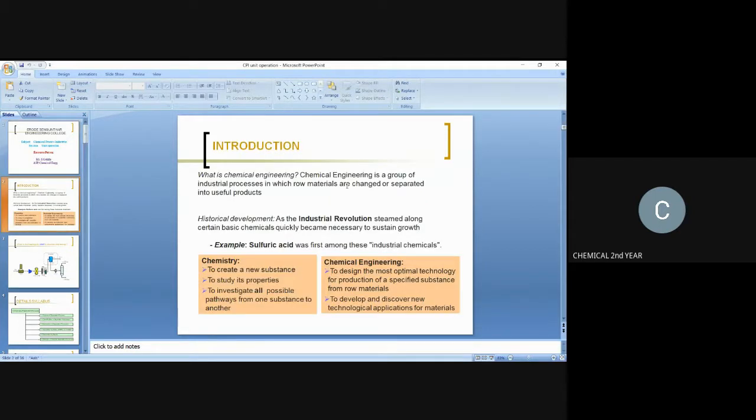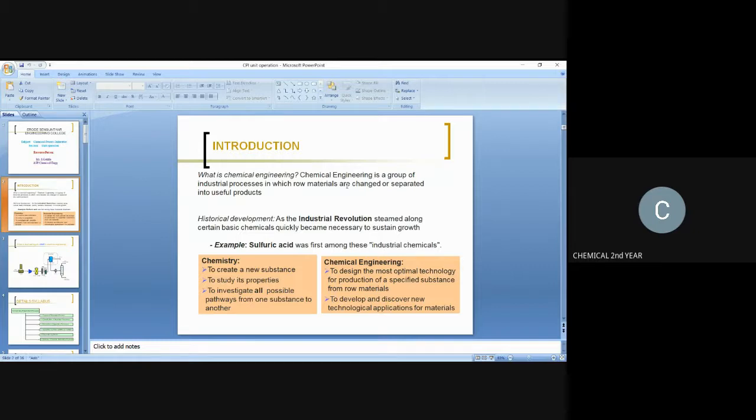First, what is chemical engineering? Chemical engineering is a group of industries or industrial processes in which the raw materials are changed or separated into useful products. Historical development of chemical engineering: as the industrial revolution steamed along, certain basic chemicals quickly became necessary to sustain growth. Sulfuric acid was first among these chemical industries.